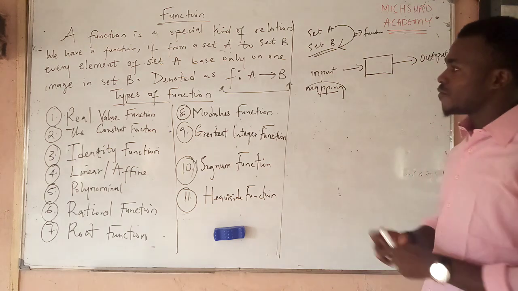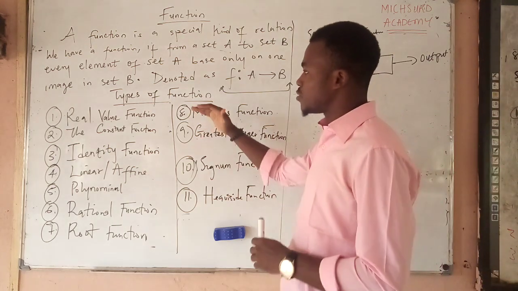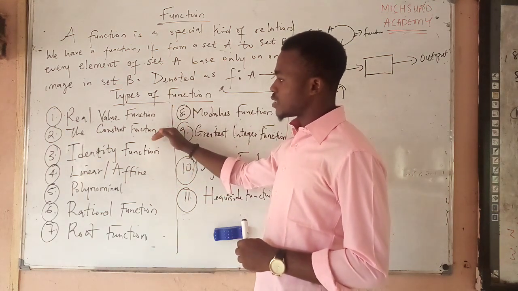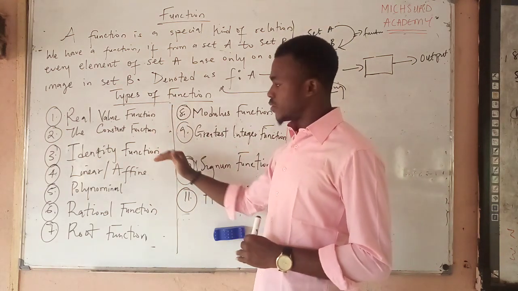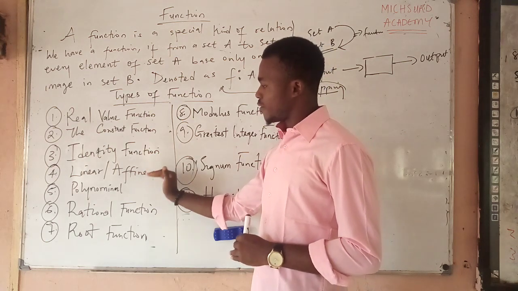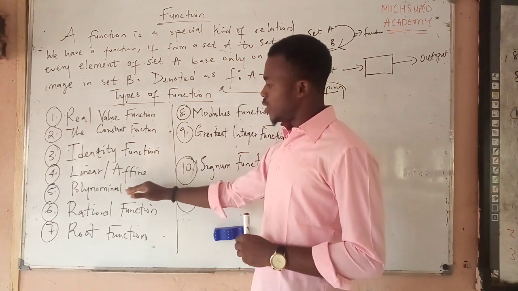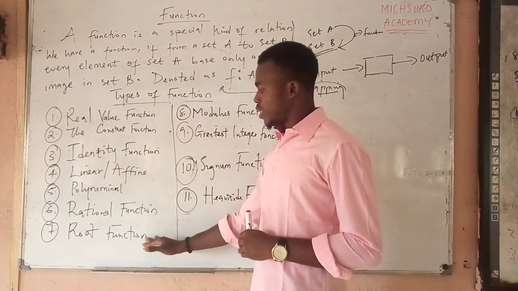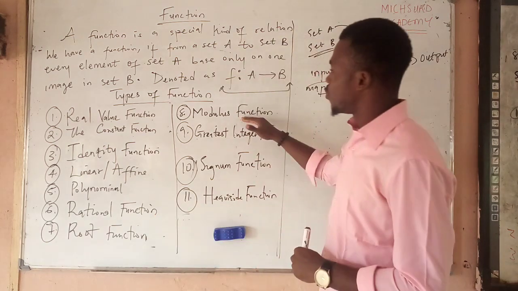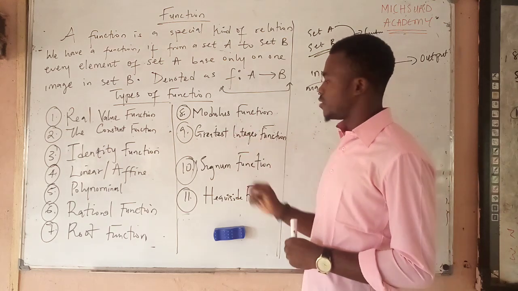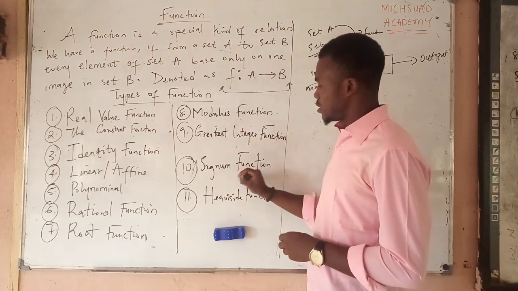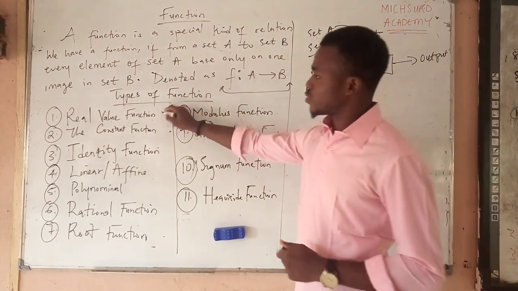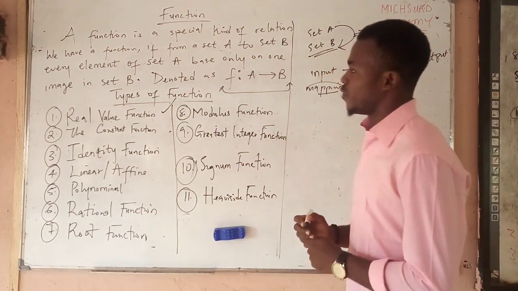Alright, now we have different types of functions, and we are going to look at these: the real value function, the constant function, the identity function, the linear or affine function, the polynomial function, the rational function, the root function, the modulus function, the greatest integer function, the signum function, and the Heaviside function. Okay, so let's start with the first one, the real value function.